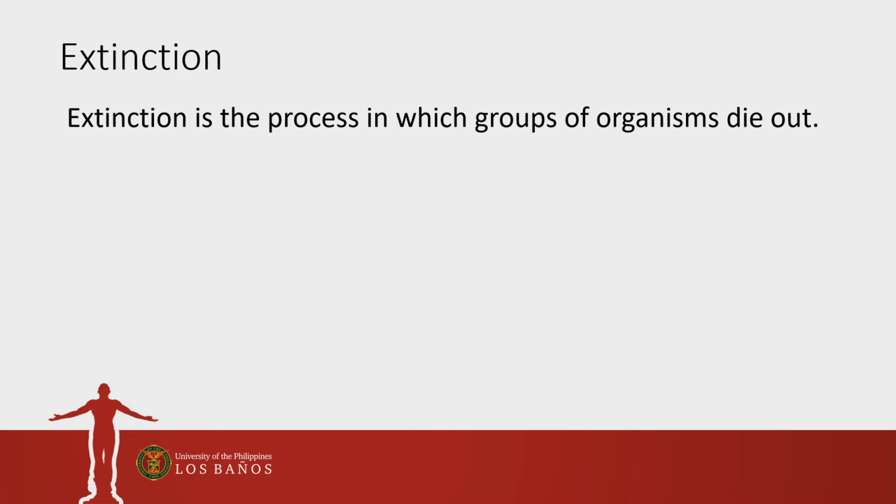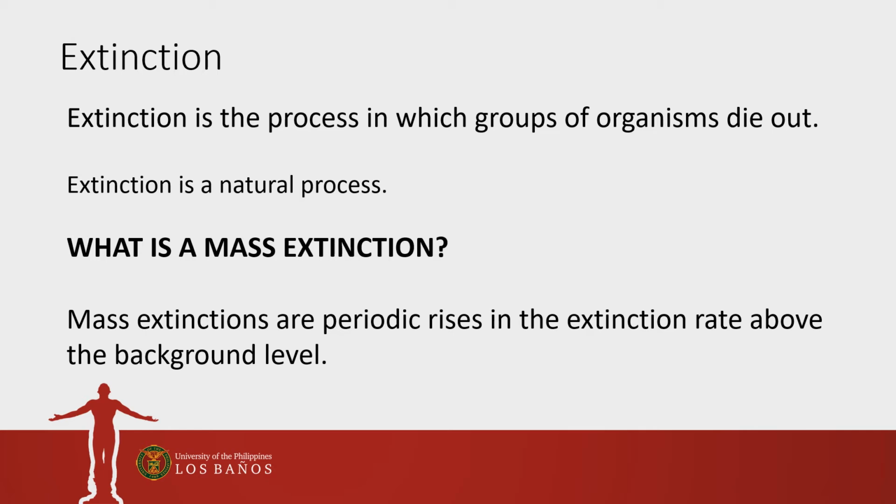Mammalian diversity and biodiversity in general is threatened with species population declines that lead to extinction. Extinction is the process whereby groups of organisms die out. As biologists, I guess you'll agree with me that extinction is a natural process. But how about mass extinctions? Mass extinctions are periodic rises in the extinction rate above the background or normal level.